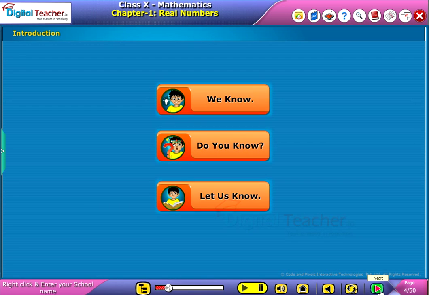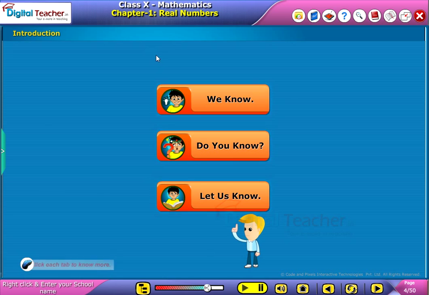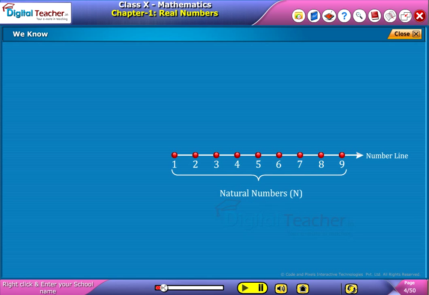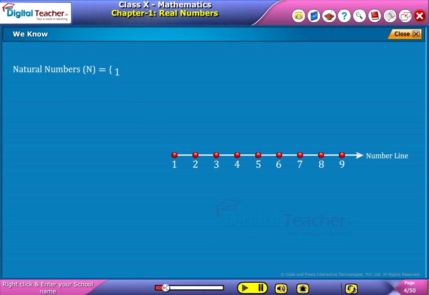Introduction. Before you enter into the lesson, follow the instructions shown on the screen. Click each tab to know more. We learned from previous classes that natural numbers are the set of numbers which start from 1. They are denoted by N. Example: N is equal to 1, 2, 3, and so on.